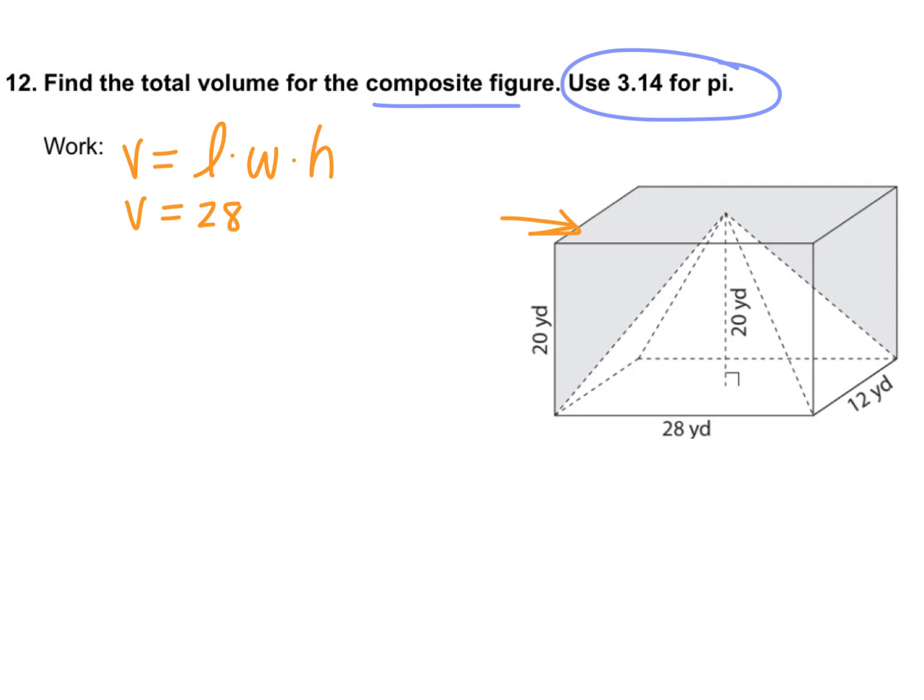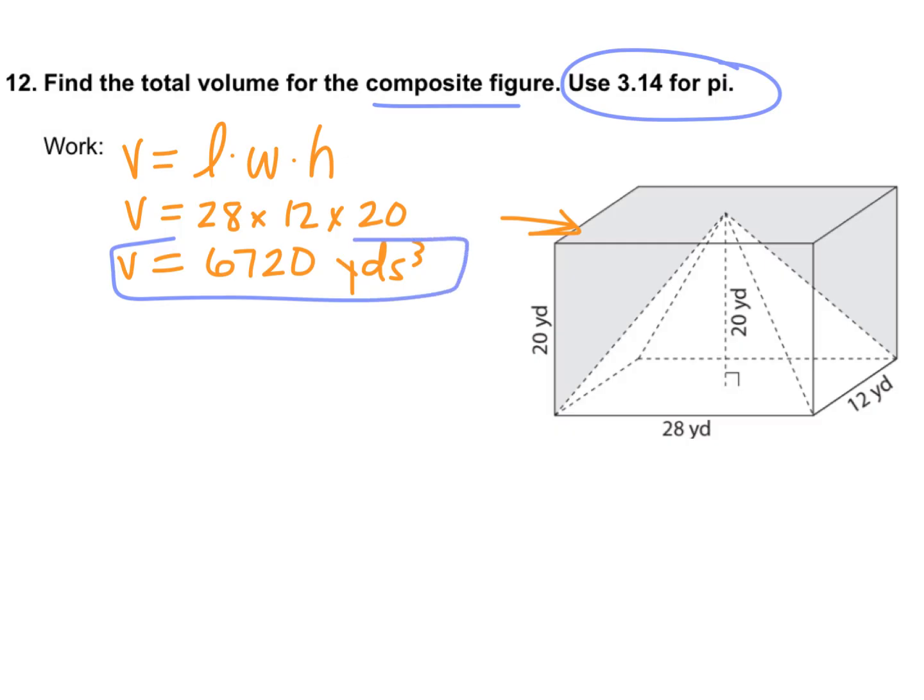You can do these in any order. 28 times 12 times 20. And when I multiply all that together, I get 6,720 cubic yards. Okay, so that's for my rectangular prism.